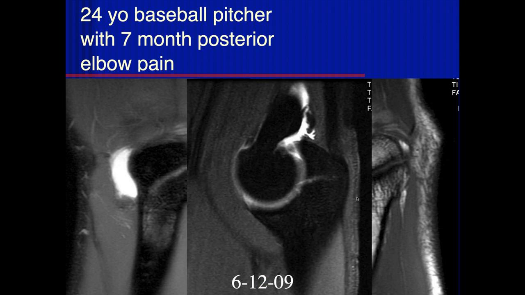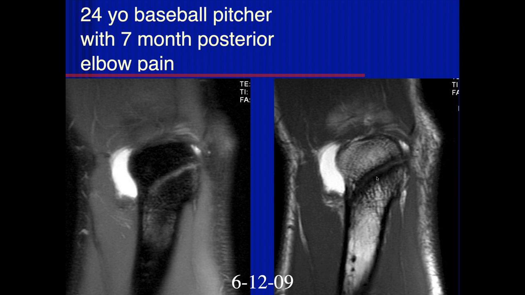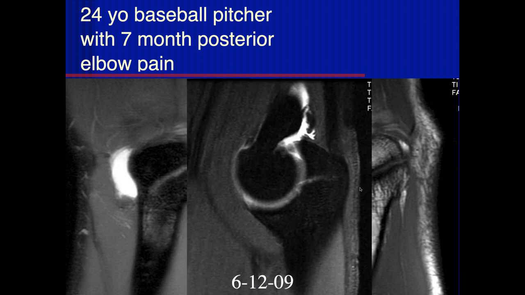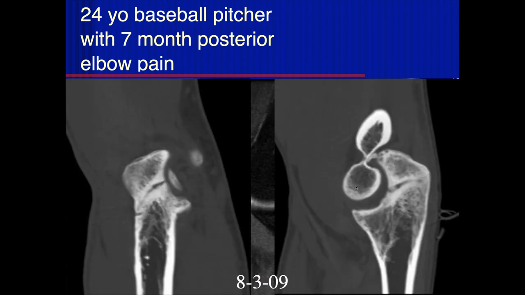There's a fat sat. This is a T1 fat sat, so this is an arthrogram. It's hard to see the details. Maybe we can see a little bit. That lets you know that it's chronic. That also lets you know that this isn't going to heal all that well, and it's going to be for a long time. And here's what the CT looks like. Oh, yeah. Now on the CT, you can really see how sclerotic it is. So it's kind of a non-union, a partial non-union, I guess.